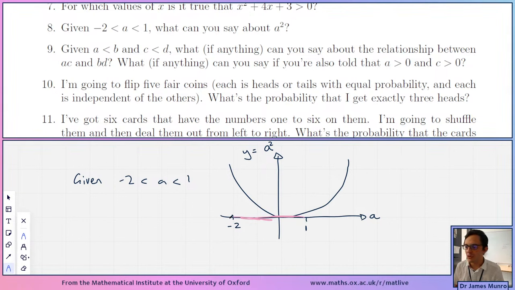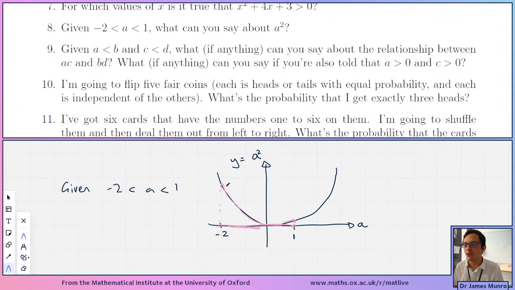Okay. It's not here at minus 2 and it's not at 1. Then the question is, where is a squared? What's the range for a squared? What can you tell me? And I suppose if we look at the relevant bit of the parabola or this quadratic graph, it's not here. It's not here. It's somewhere in between. And this curve comes down and then it goes back up again. So it's not as big as minus 2 squared, it's 4, but it could be something a bit lower, and it could be 0. It could be 0 because a could be 0.